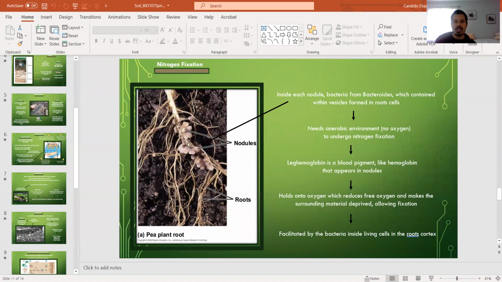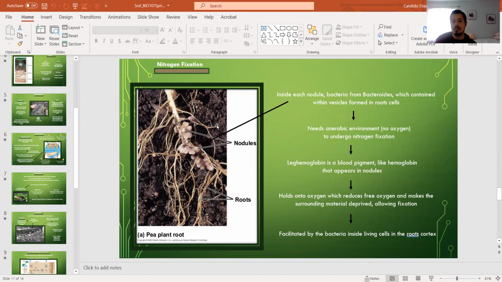We have certain types of bacteria that need no oxygen. So they're going to form these nodules on the plant. They're then going to undergo nitrogen fixation since oxygen is blocked from entering. And now they can use that nitrogen, and they can also release excess nitrogen into the surrounding area, which is then where plants are going to pick it up.